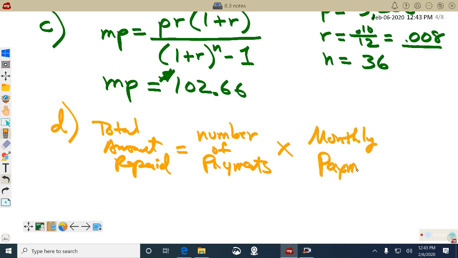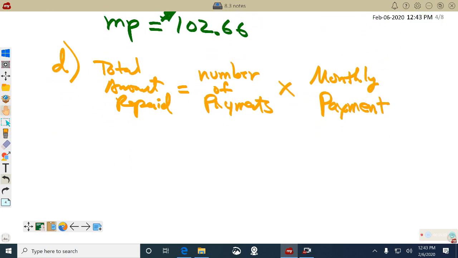Well, this is the 4th mission. There's 5 missions. They're all color-coded. The total amount repaid is the total amount of cash that Ingrid's going to pay after the 3 years. How much will she end up paying total? Number of payments times, we already know the monthly payment, 102.66. The number of payments in 3 years is 36 times the monthly payment of 102.66. Right?